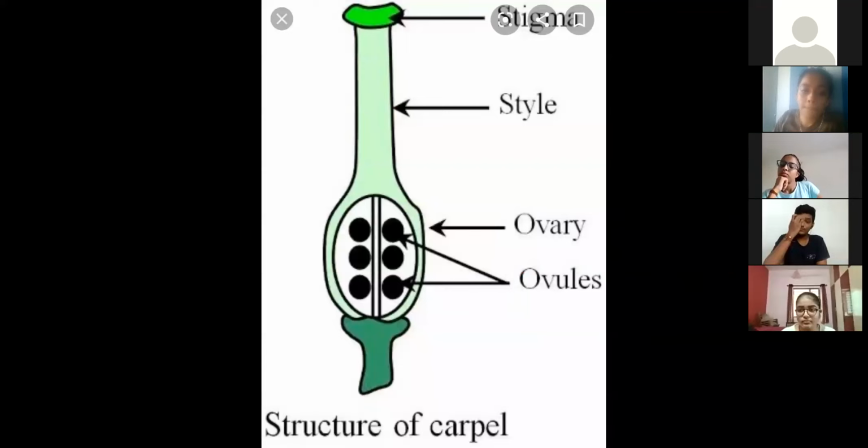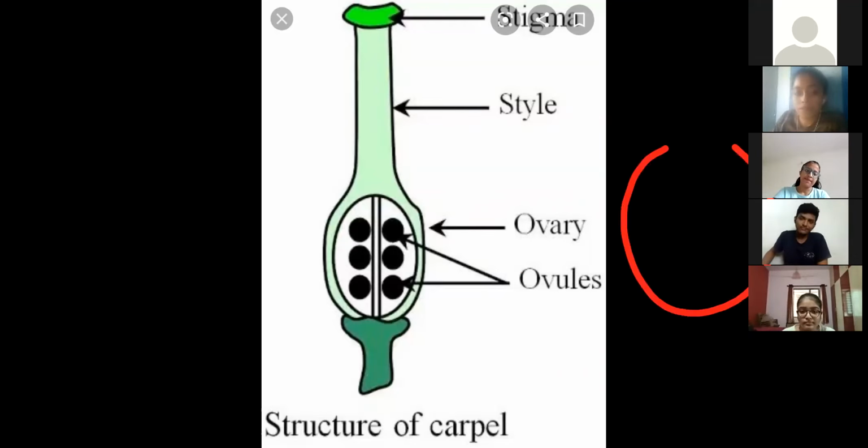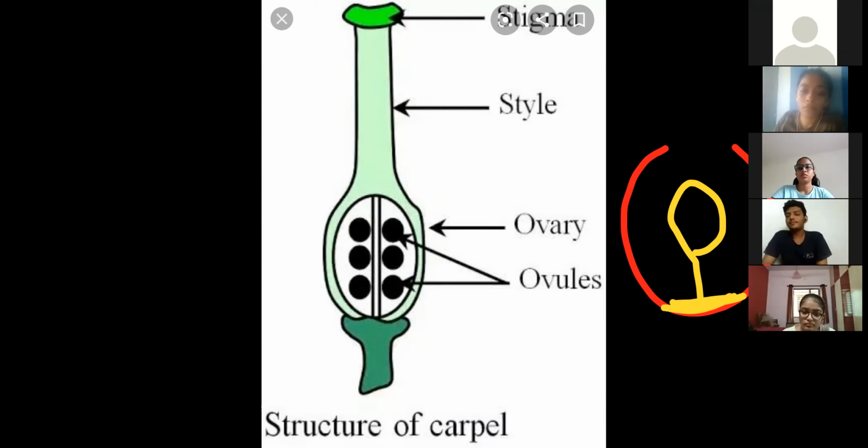Next thing, that placenta term. Okay, ovary, this is the ovary. Suppose we consider over here the placenta is present on which the ovule is arranged, right? So in each ovary, remember, ovules are attached. These ovules are attached to the ovary. That point we call placenta. Remember, that point we call the placenta.